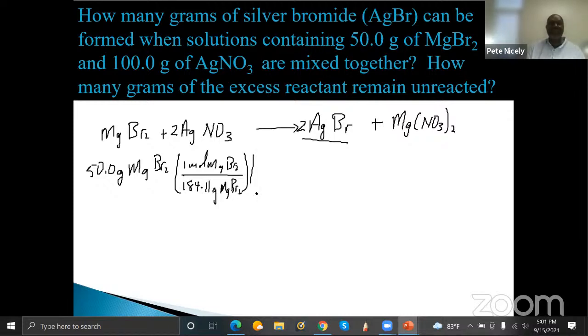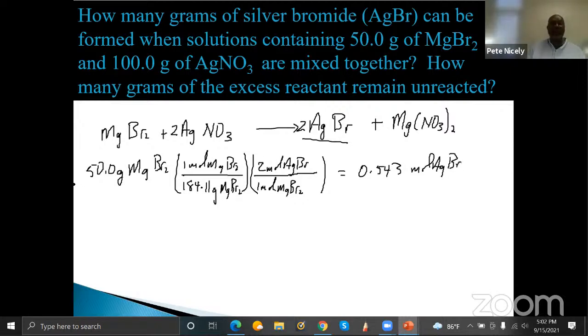And then the next step is the mole ratio between the silver bromide and the magnesium bromide. Based on the balanced equation, you have 2 moles of AgBr above as a numerator and 1 mole of MgBr2 as the denominator. And then we work that out. So that would be 50 divided by 184.11 times 2. And I got 0.543 moles of silver bromide. Okay, so that is based on the 50 grams of magnesium bromide.